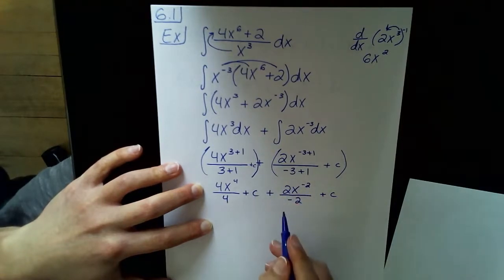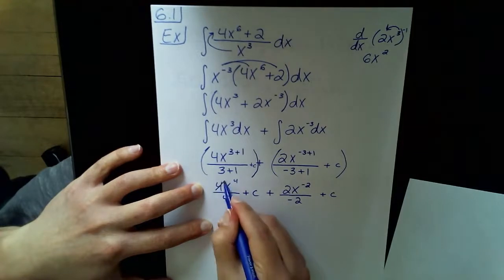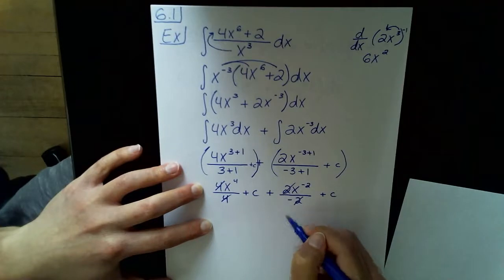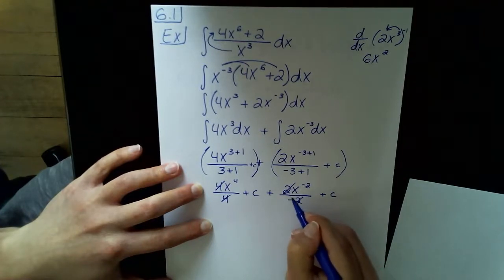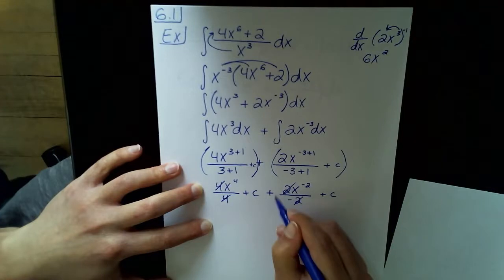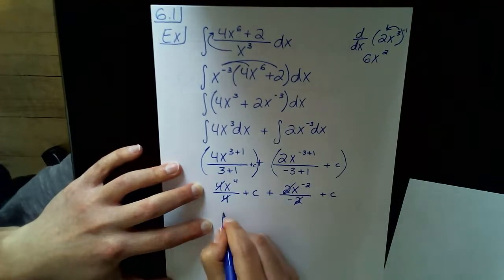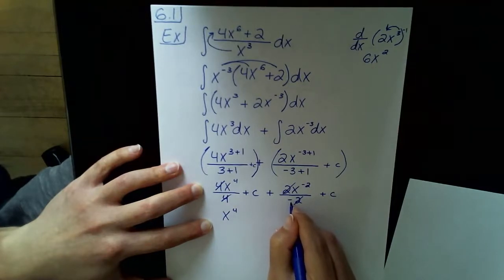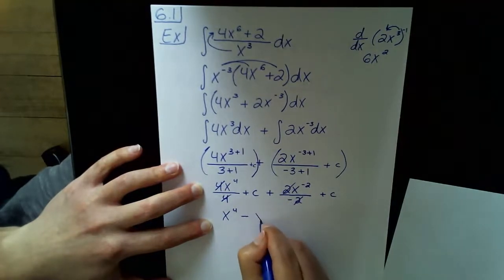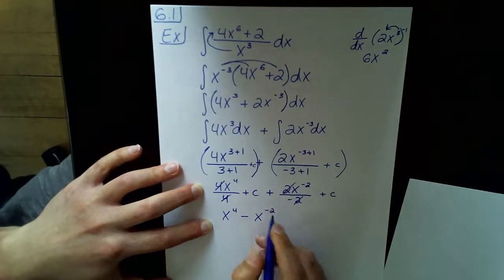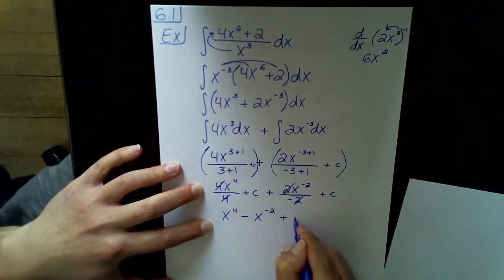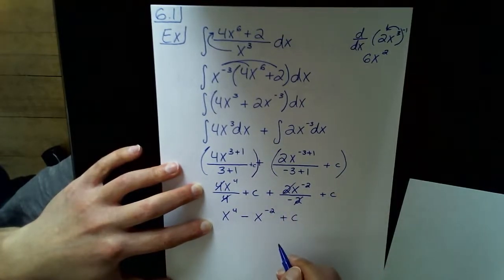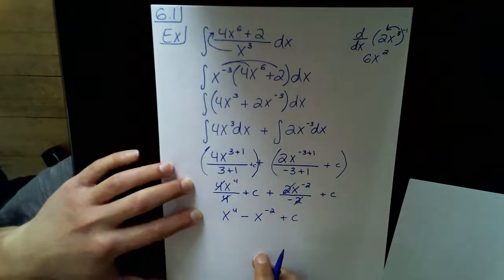We'll start simplifying. 4 divided by 4 will cancel out. 2 divided by 2 will cancel out, though we have to remember that negative is still there in the denominator, and we'll have to move it up to the numerator. So we get x to the fourth minus, because of this negative in the denominator, minus x to the negative 2 plus c. Remember, no matter how many of these c's you have, you still leave it with plus c, just plus one of them in the answer.